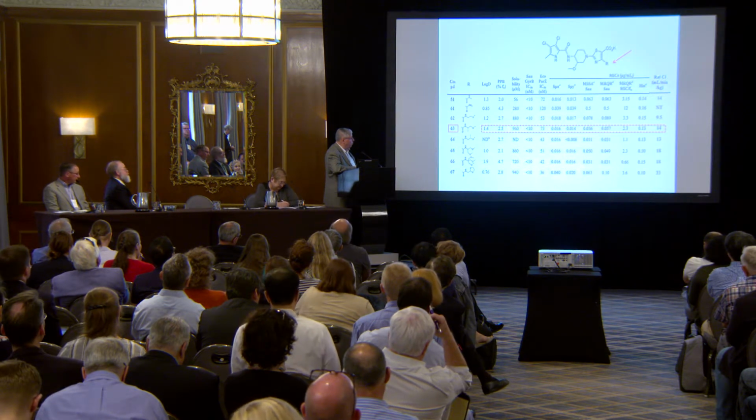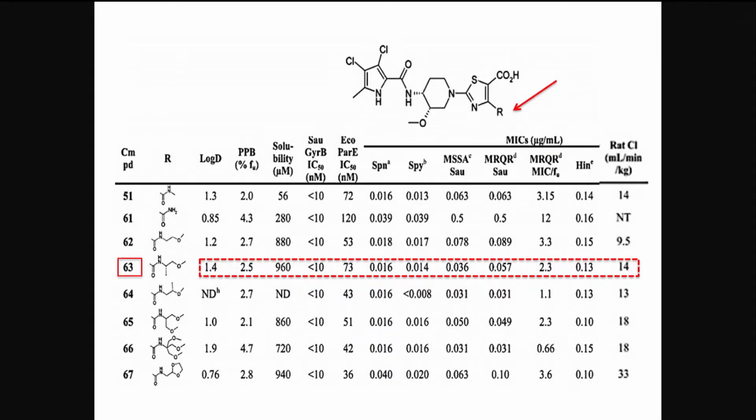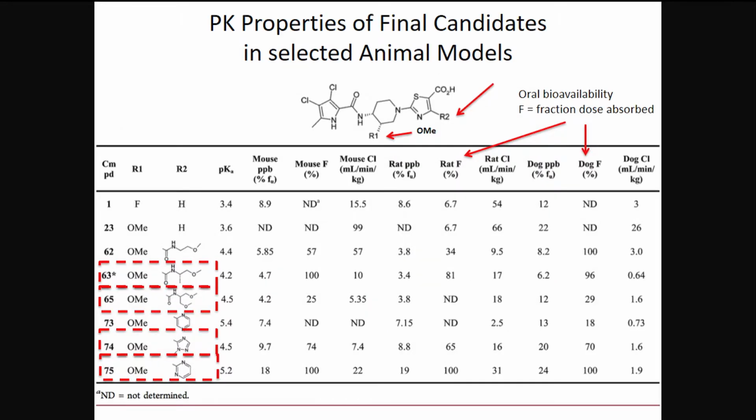So if you go through these later on, for example, this one is one of the more soluble compounds. Solubility is important. Has a low rat clearance, decent MICs, decent interaction with the target. So these are the kind of parameters you do have to pay attention to.